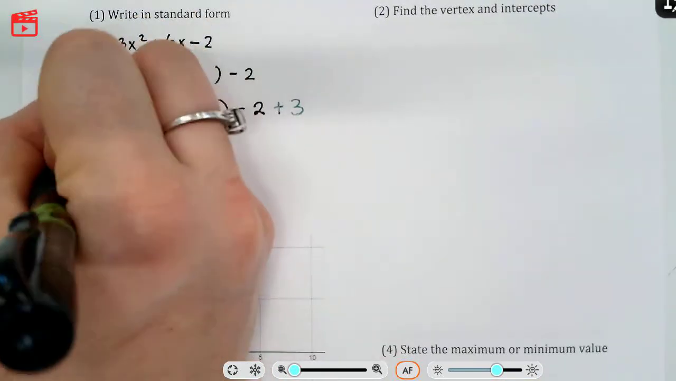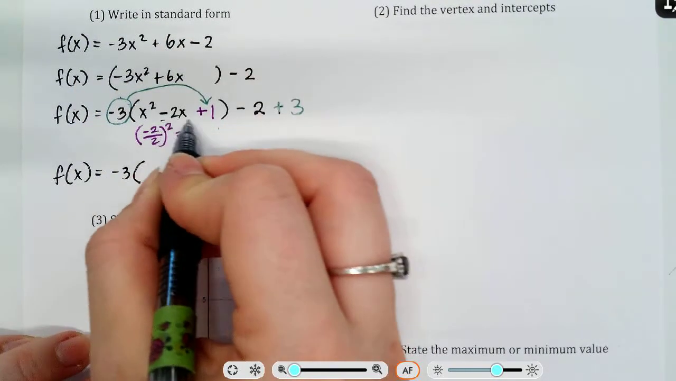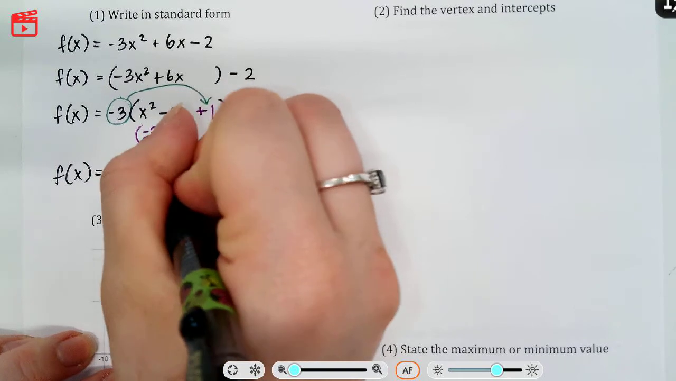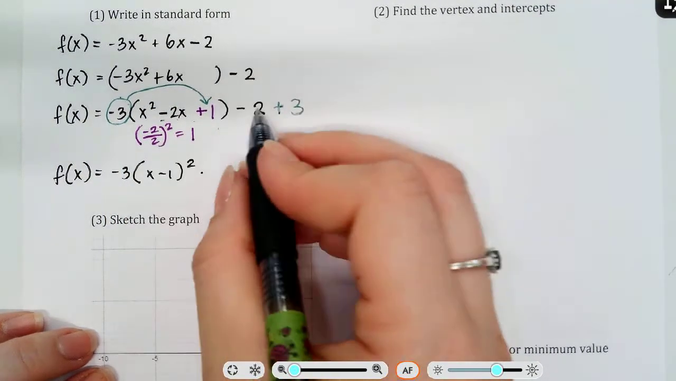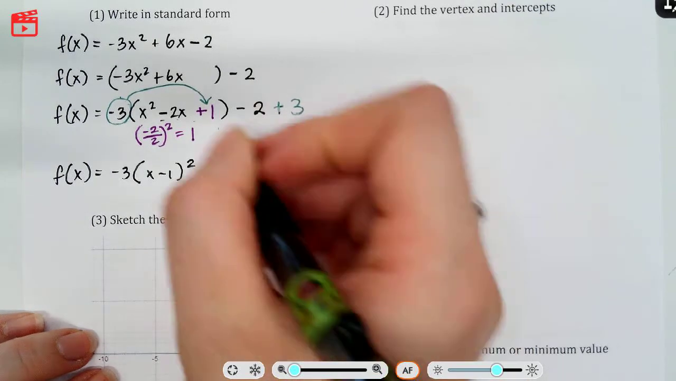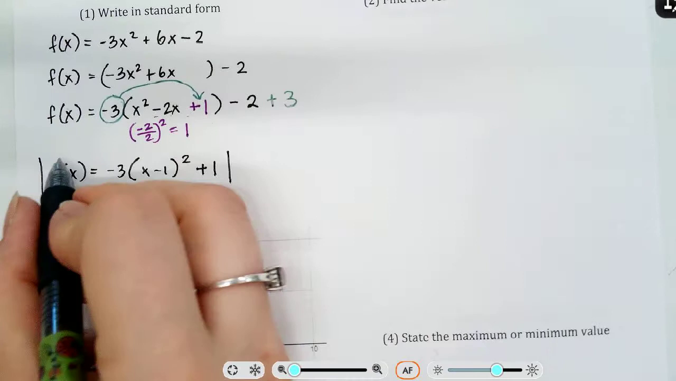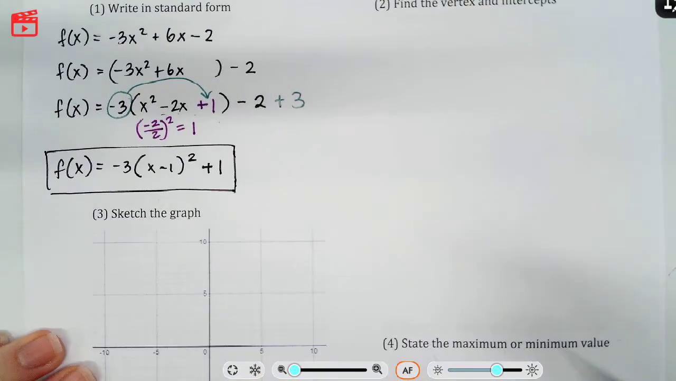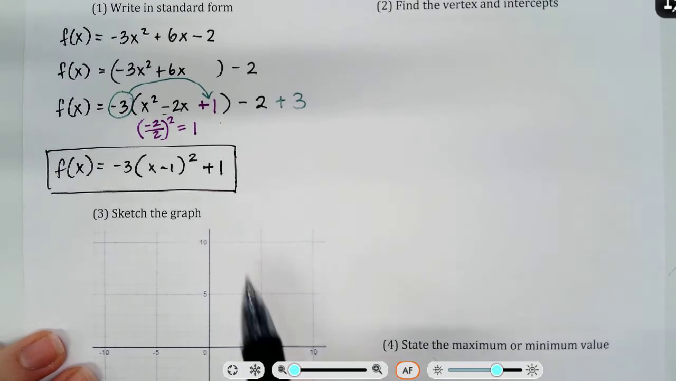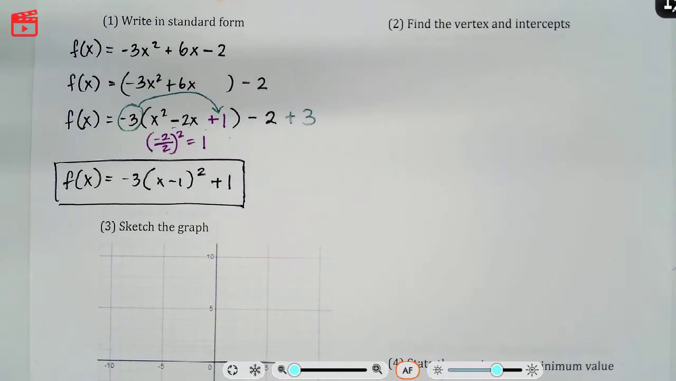Okay, once I've done that, so negative 3, and then this factors into the perfect square binomial of x minus 1 squared. And then we're left with, well, negative 2 plus 3 is positive 1. And there we go, not worse for wear, f of x. Okay, so there's that added extra step when we have to factor out the number by the x squared. Okay, so keep a weather eye out for that.